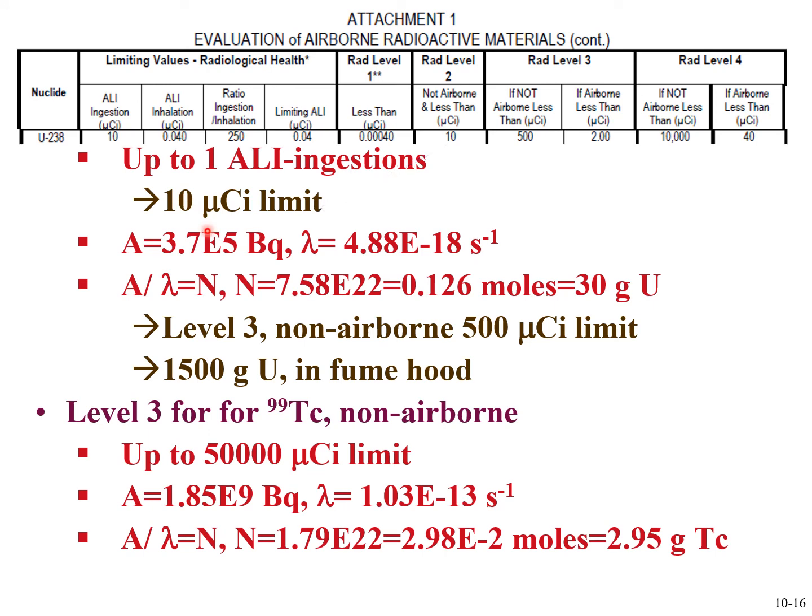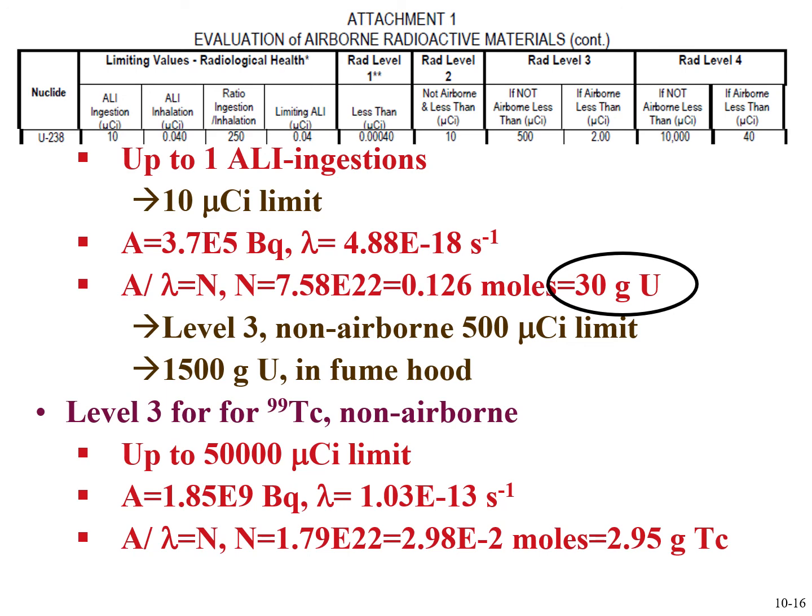So I take 10 microcuries, I convert that to becquerel, I get my decay constant for uranium-238. I solve this equation. I see that 10 microcuries is 7.6 times 10 to the 22 atoms of uranium-238. That is 0.126 moles, and that winds up being about 30 grams of uranium-238. So this says non-airborne uranium-238. So if I had 30 grams of uranium-238 in solution, I would be at one ALI. So I could work with this on the benchtop.